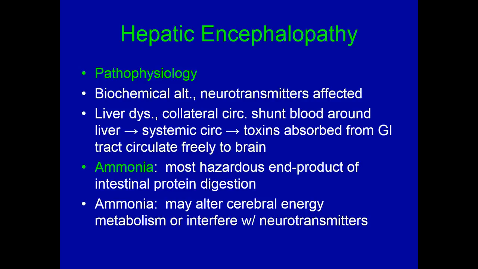Particularly, now we'll talk about that because that is important. Ammonia. A lot of the toxins that circulate there are hazardous, but ammonia is the most hazardous, and it causes a lot of these central nervous system changes. We do produce ammonia in our body when we digest protein. And again, a lot of ammonia in the body will change our central nervous system function. Okay, questions on that?